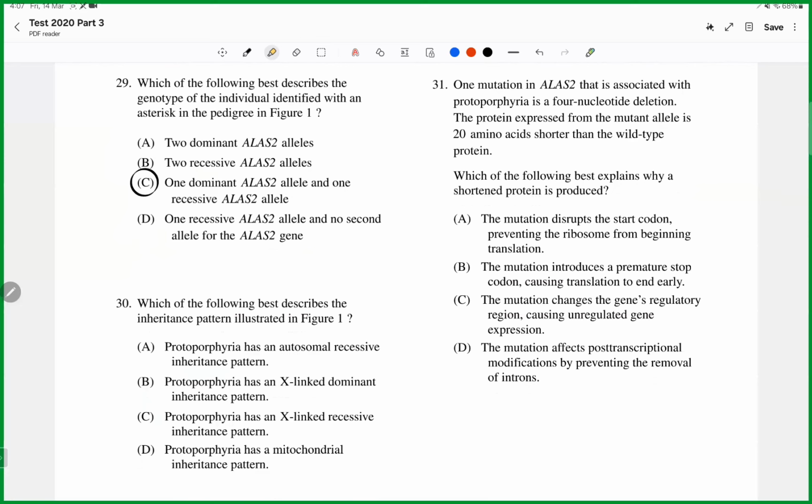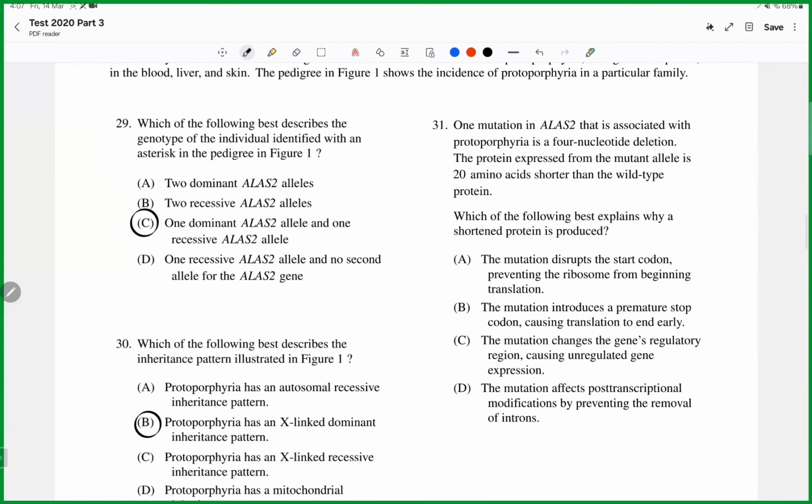Which of the following best describes the inheritance pattern illustrated in figure 1? X-linked dominance. Yep. You do. But in this case, they don't have it, so just don't look at it.